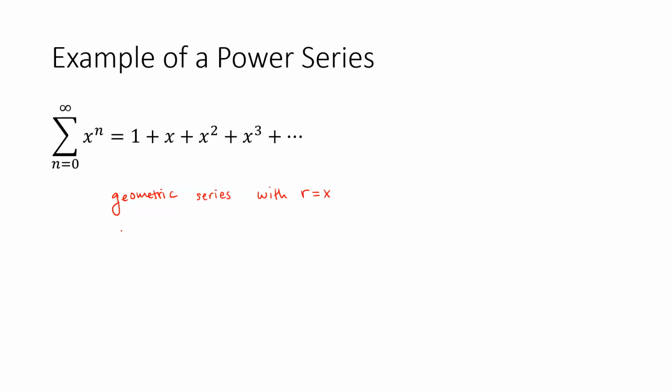And so we know this will converge when the absolute value of r is less than 1. So in this case, when the absolute value of x is less than 1. And if it does converge, then we know the sum of the series will be a over 1 minus r. First term here is 1, so it'll be 1 over 1 minus, in this case, r is x. And this will be what it converges to when the absolute value of x is less than 1.